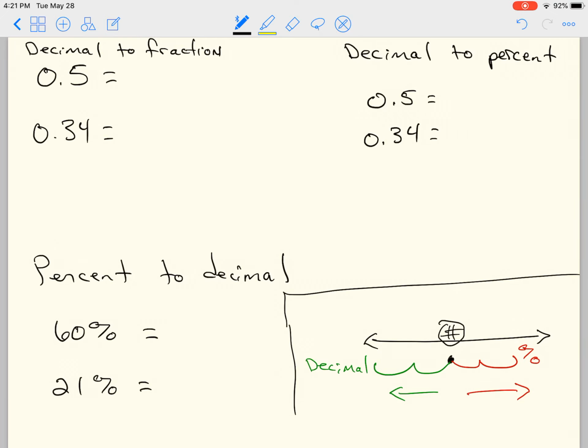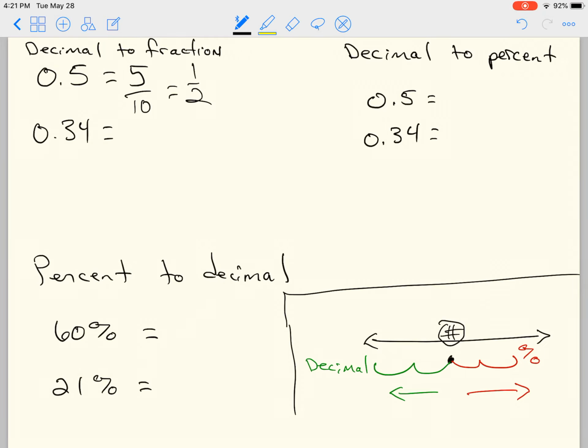Now, if you look up top, it says decimals to fractions. How would we make 0.5 into a fraction? Well, look at its place: tenths, hundredths, thousandths, etc. In 0.5, the 5 is in the tenths spot. So we have 5 over 10, which can simplify to 1/2.